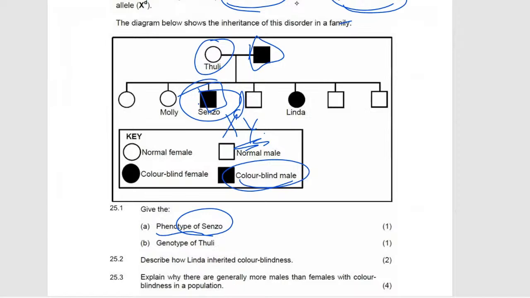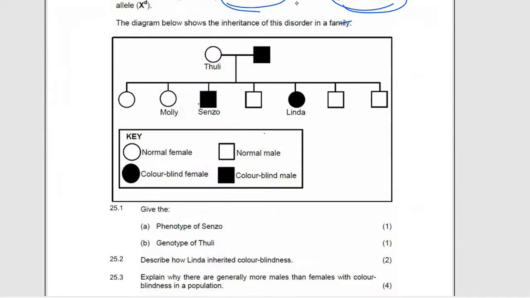Okay. Then they're asking for the genotype of Tuli. Now we need to find out who Tuli is. Tuli is a female. That's number one. But Tuli is not affected, meaning she has a capital letter. So Tuli can be like that, with a small letter, or Tuli can be capital D, small d, or capital D, capital D. I need to find out which she is, because she can't be two, unless they didn't give us a clue.